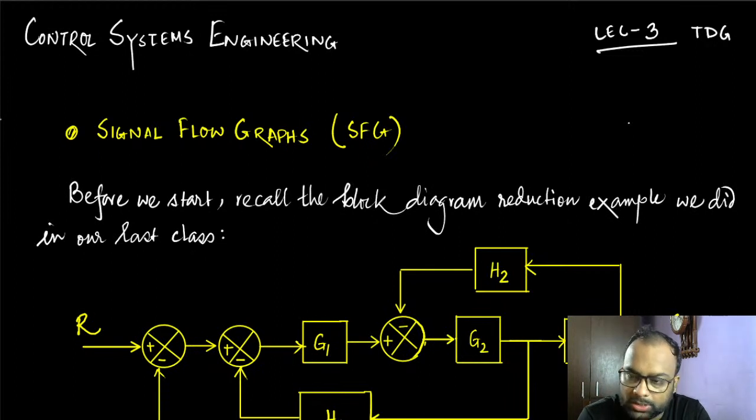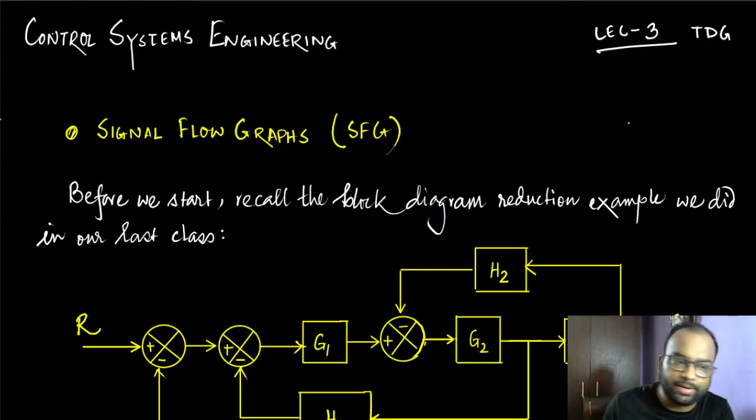Okay, so there will be a certain set of rules, and if we can apply those rules, we will end up with the transfer function of the whole thing. So we would end up simplifying the whole thing. Okay, so that's why this signal flow graph, the idea of signal flow graph, is pretty important. Okay, so let's get started.